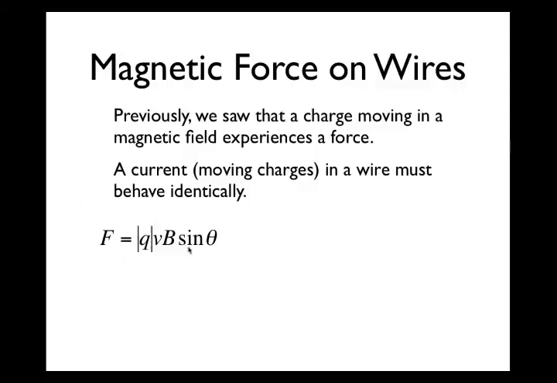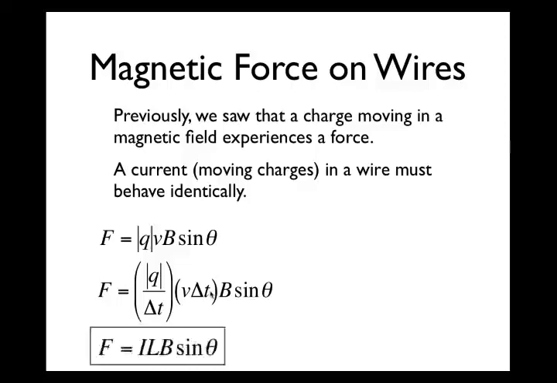I'm going to do a little algebra here. I'm going to divide by delta t and multiply by delta t, which is the same as multiplying by 1, which is mathematically legal and allowed. But the reason I do that is, what is charge per time? That's our definition of current. And if I multiply the velocity of something times the amount of time it's moved for, that's a distance, or in this case it's going to be the length of a wire that something is moving through.